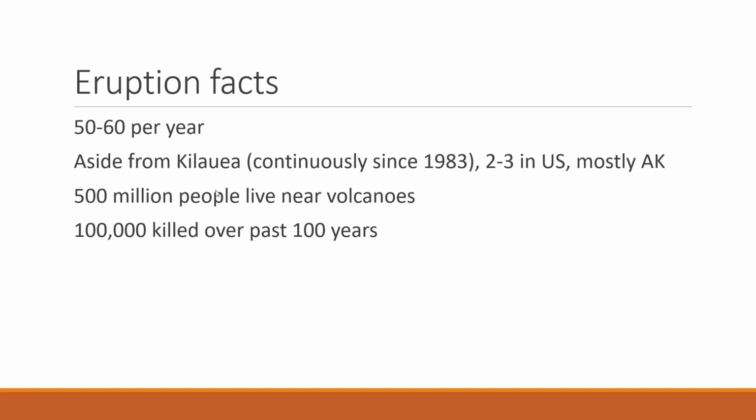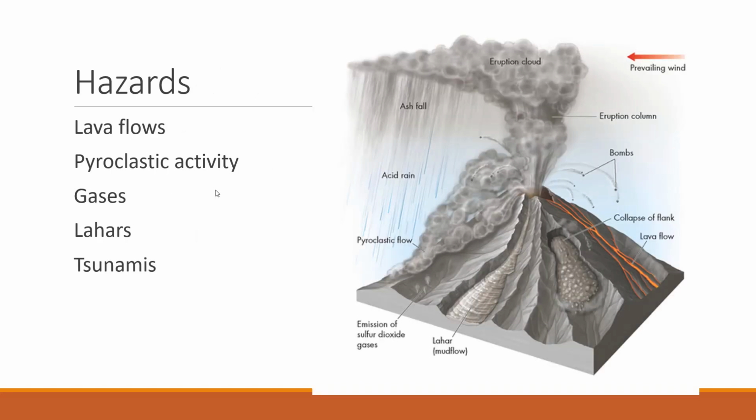About 500 million people live near volcanoes. People like volcanoes. They're good for farming. The soil is very, very fertile. It's also beautiful. So a lot of people live in the path of destruction. Over 100,000 people have been killed over the past century by volcanoes. There are a lot of hazards associated with volcanoes. You have the actual eruptions, the lava flows, the pyroclastic activity.